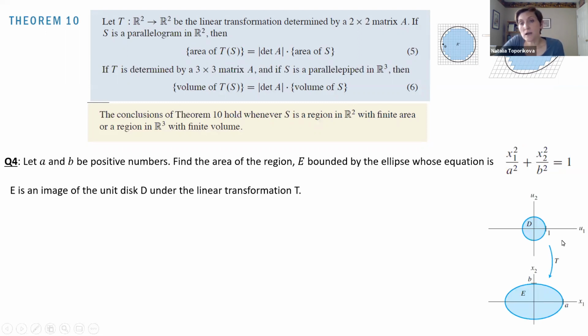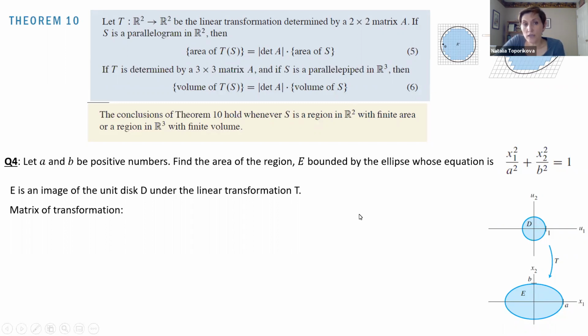But this time we're not going to look at it as an ellipse. We will look at it as a linear transformation of the unit circle. So we have a disk D over there, which basically includes the unit circle. And what we are doing is applying a linear transformation to stretch it into the ellipse with major axis A and minor axis B.